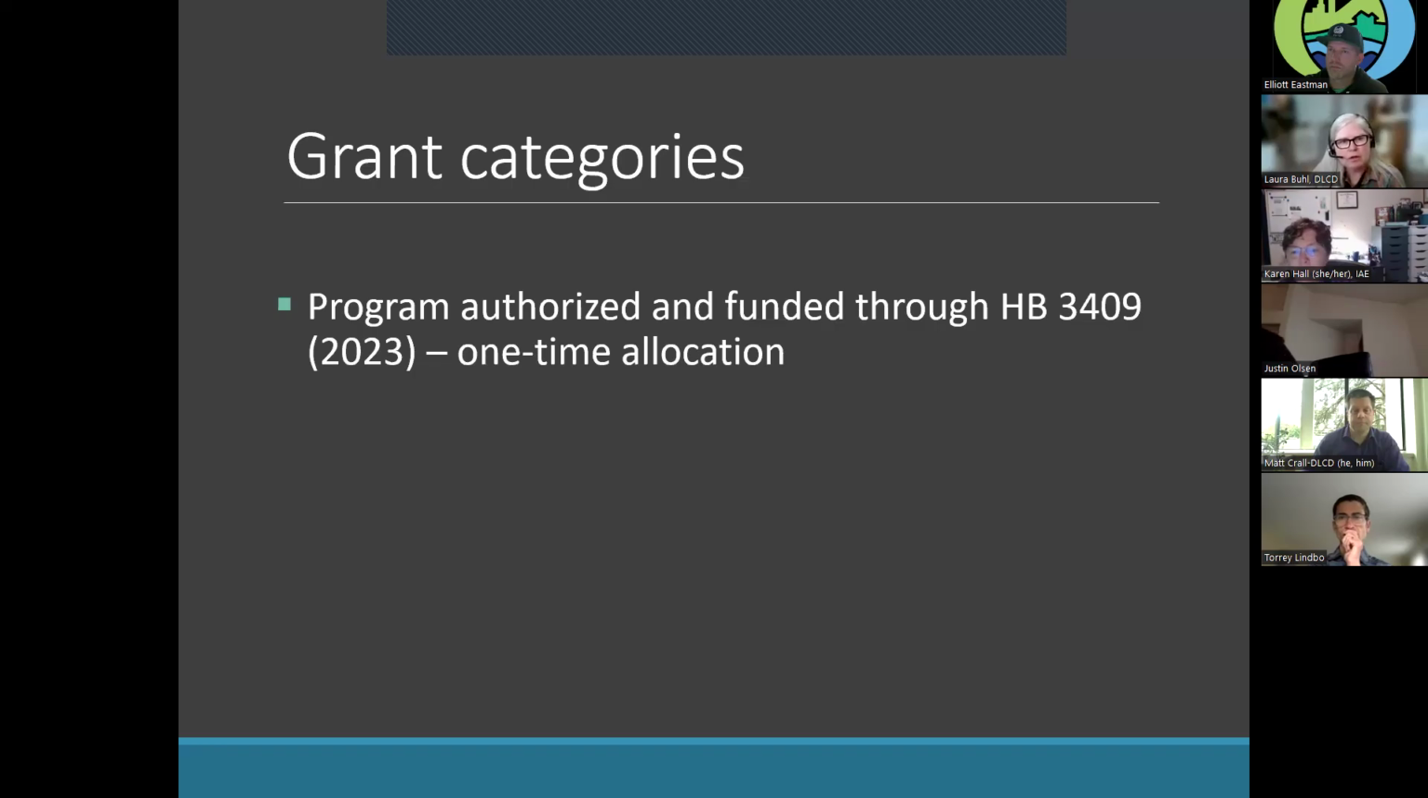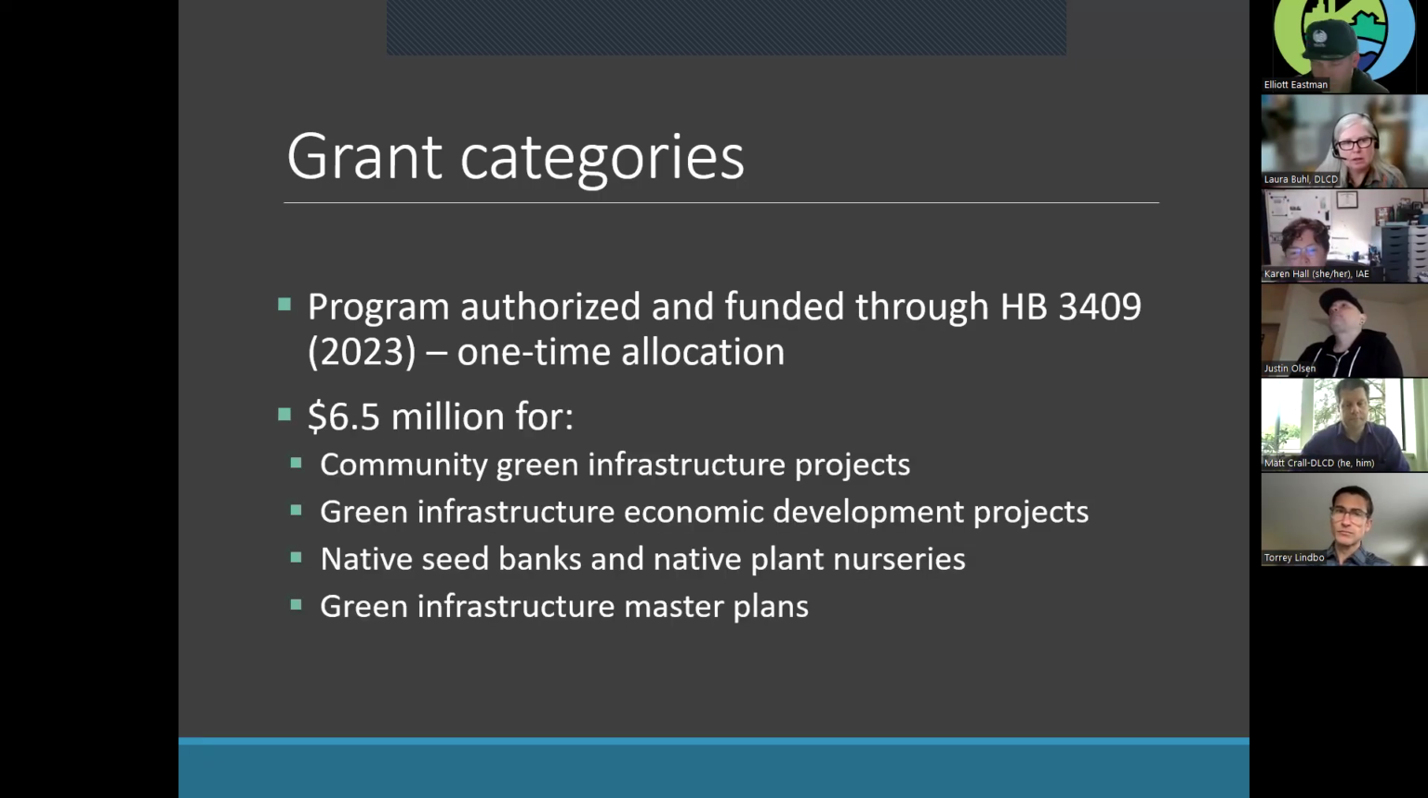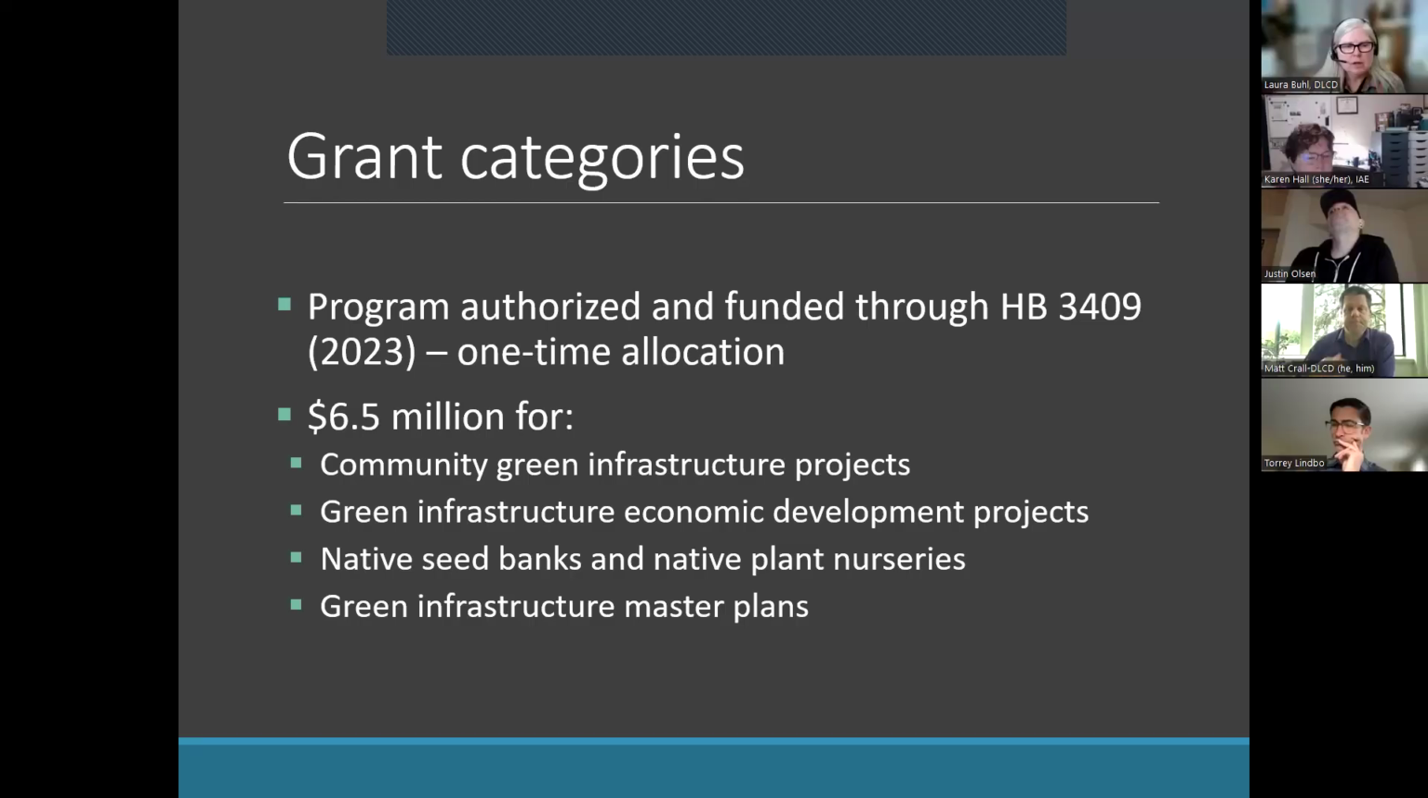So the grant categories. This program was authorized and funded through House Bill 3409. At this point in time, it's a one-time allocation. We do hope that it will be renewed, but for the time being, it is a pot of $6.5 million for community green infrastructure projects. That's the first grant category. Green infrastructure economic development projects, which is similar to the community green infrastructure projects, and I'll talk about the difference between those two. Native seed banks and native plant nurseries, and green infrastructure master plans.